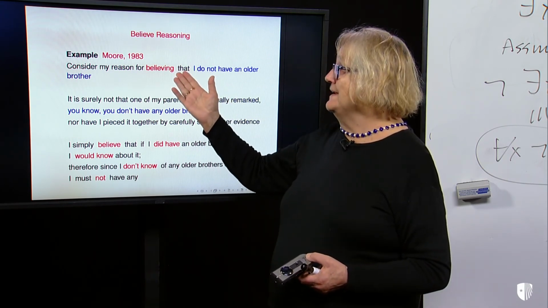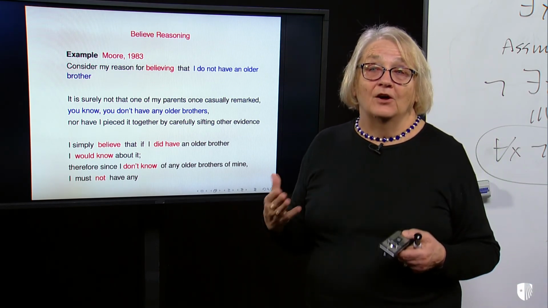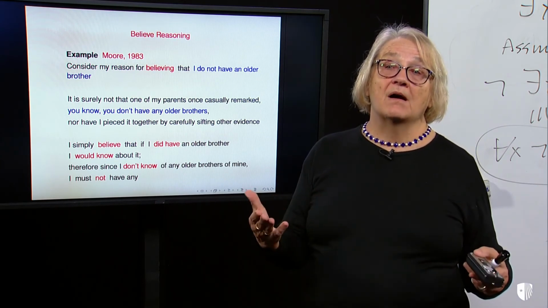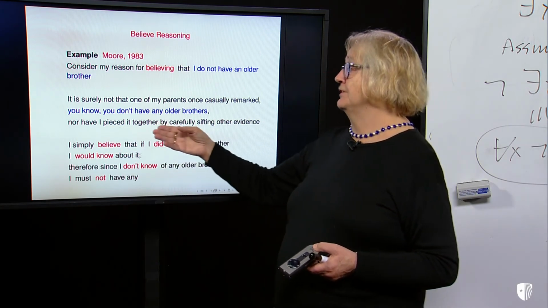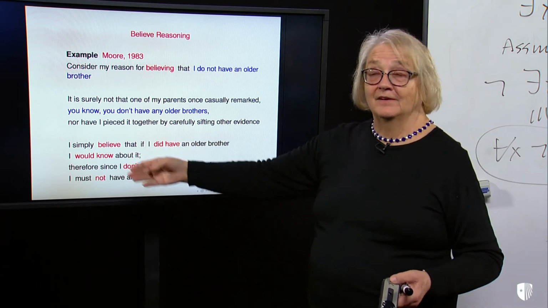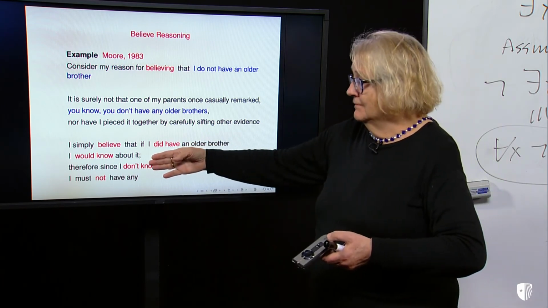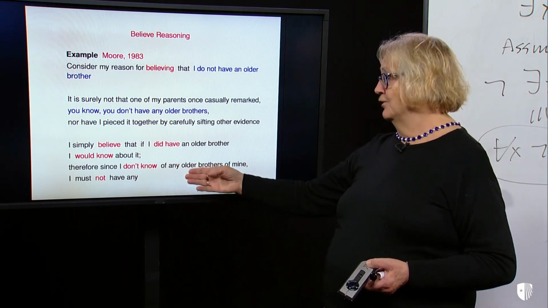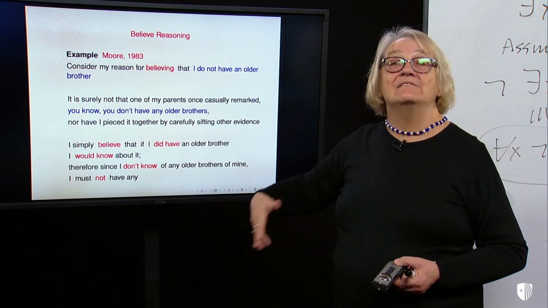Consider my reason for believing that I do not have an older brother. It is surely not that one of my parents once casually remarked, oh, you know, you don't have an older brother. Nor have I pieced it together by carefully sifting the evidence. I simply believe that if I did have an older brother, I would know about it. Therefore, since I don't know of any older brother of mine, I must not have any. So that is a belief reasoning.